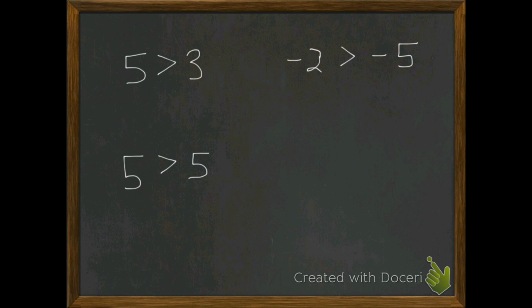So we can say that 5 is greater than 3. We can say that negative 2 is greater than negative 5. But we can't say that 5 is greater than 5. That's not true. However, if we come in and put the equality there, then this is a true statement.